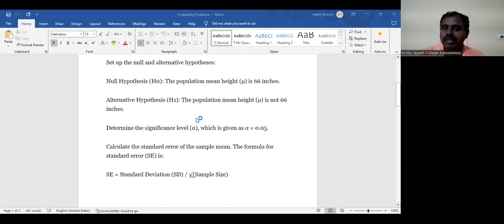So we frame two hypotheses, null hypothesis and alternative hypothesis, using the given statement. The null hypothesis we take as: the population mean height is 66 inches. And the alternative hypothesis we take as: the population mean height is not 66 inches. You understood how we are framing these two, no?